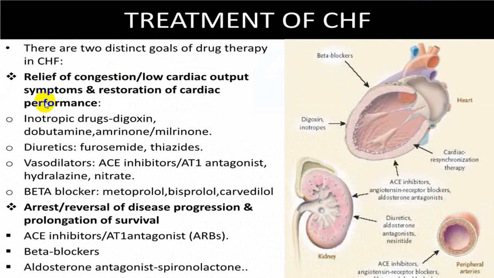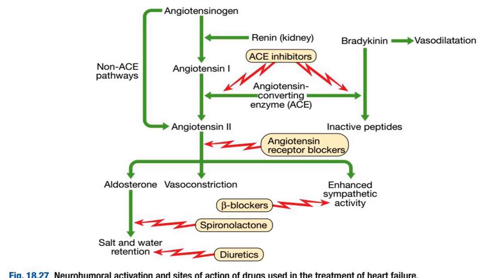First is relief of congestion by giving diuretics, inotropic drugs, vasodilators. You can reduce the progression of what we call remodeling and reverse the remodeling by using ACE inhibitor, beta blocker and spironolactone. So ACE inhibitor, beta blocker, spironolactone and diuretic become the prime choice in treatment of congestive heart failure.